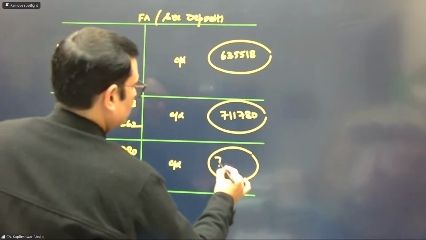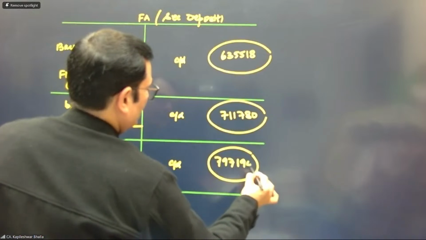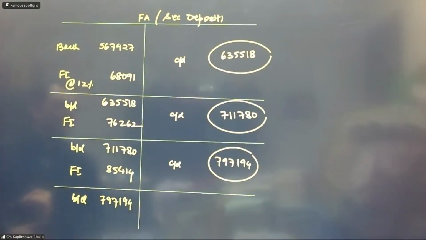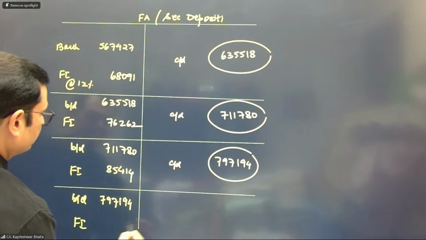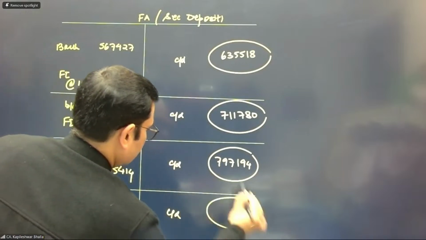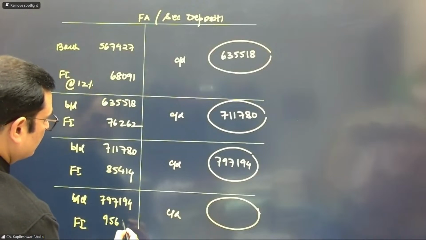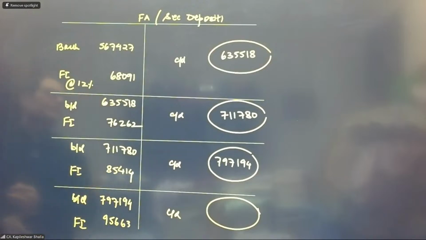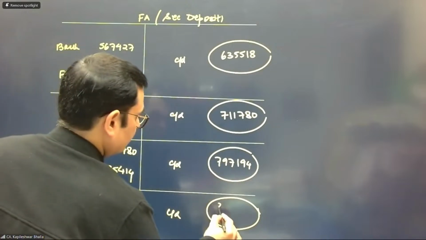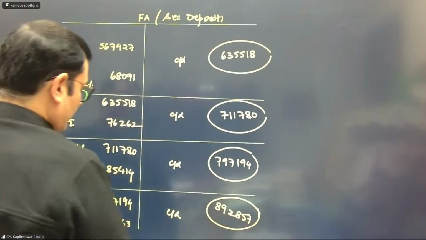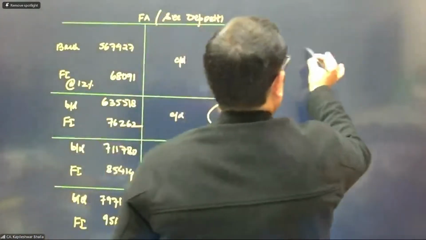797,194. So again we unwind interest at 12% on this. It is 95,663. We get a balance c/d again as a balancing figure, 892,857. Great. So now we're also going to look at the fifth year just for convenience.